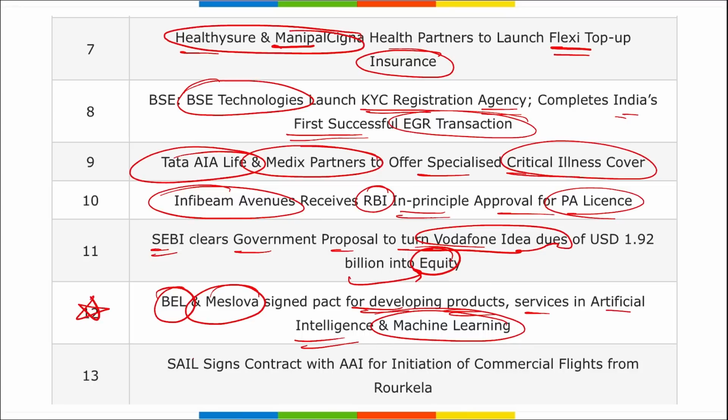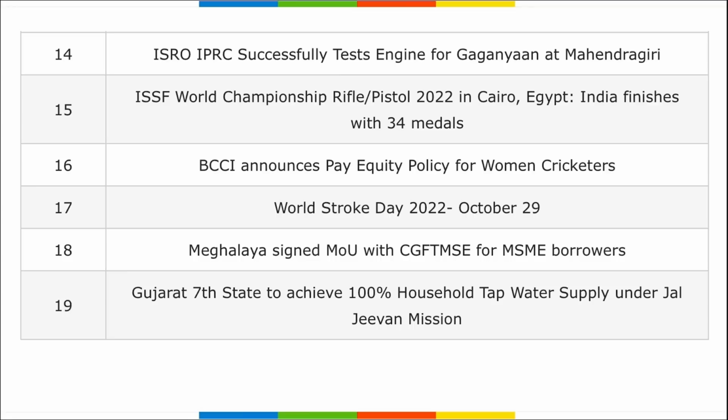Important. SAIL has signed a contract with AAI for initiation of commercial flights from Rourkela. Next is ISRO IPRC. ISRO IPRC has successfully tested engine for Gaganyaan at Mahendragiri.